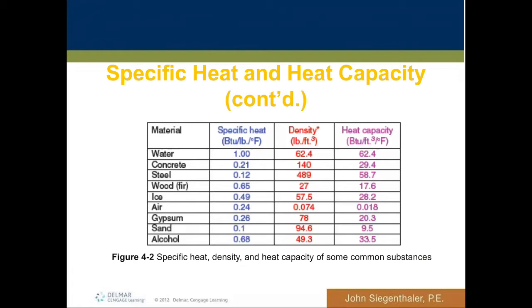One of the things about water is it has a very high specific heat. If I compare that to other substances, water has a specific heat of 1.0. That's 1 BTU per pound of that substance per degree Fahrenheit of change. Air has a specific heat of 0.24, which is less than a quarter of the amount of energy or heat.